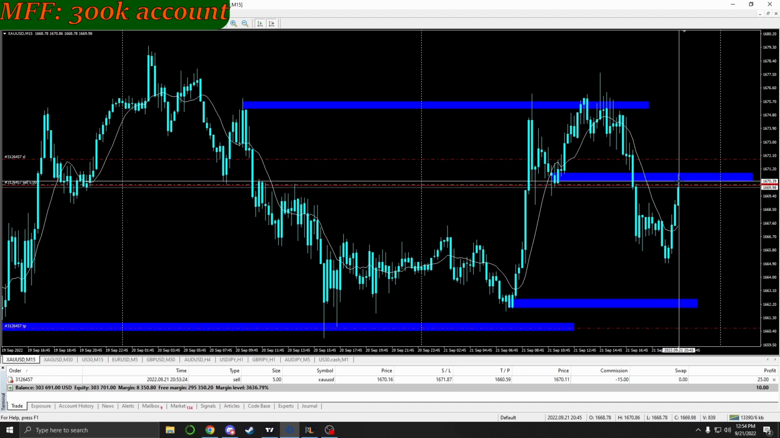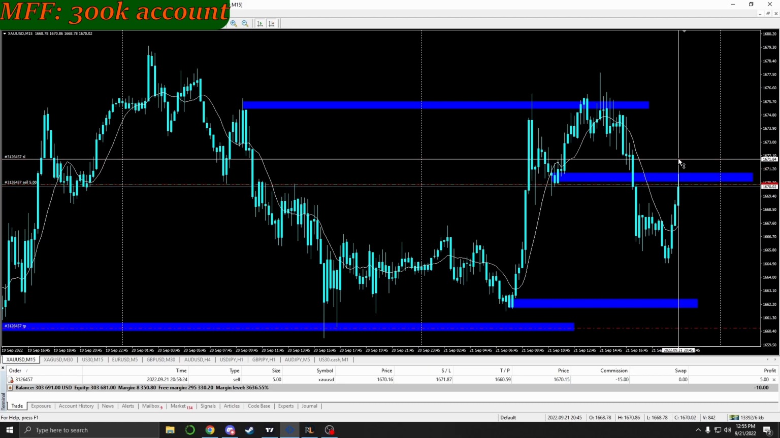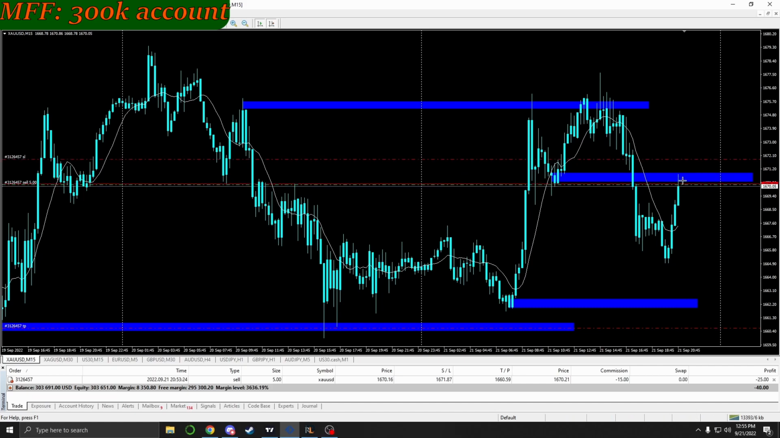Now I entered in while it was moving, so it kind of filled me in a little bit late. But still, I just put the stop 20 pips above, and I put the take profit at a couple of other areas that I'm looking for it to go test.